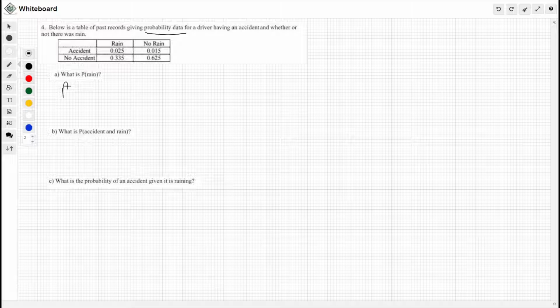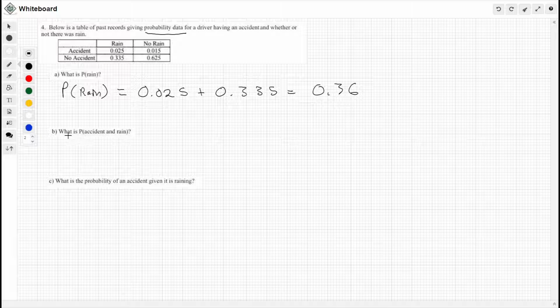So part A says, what's the probability of rain? We can go ahead and take a look at our rain column and see we have the probability of an accident occurring, and add to that the probability of no accident occurring. And that equals our answer, 0.36.